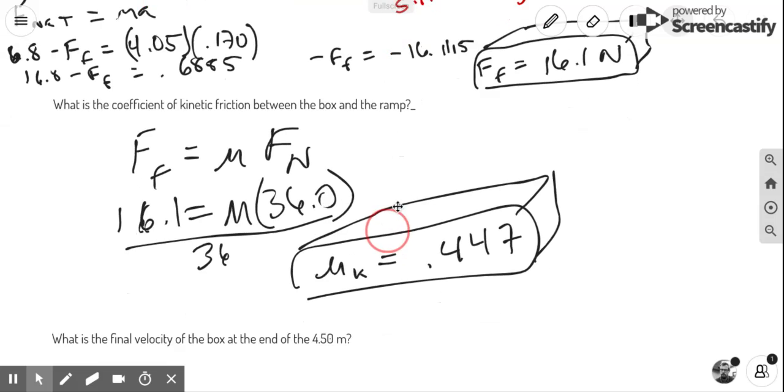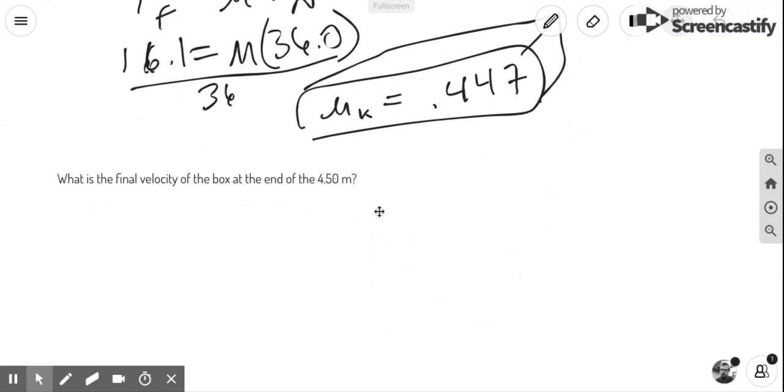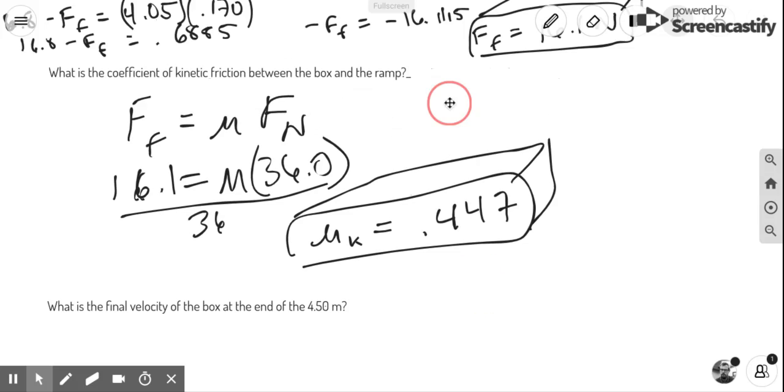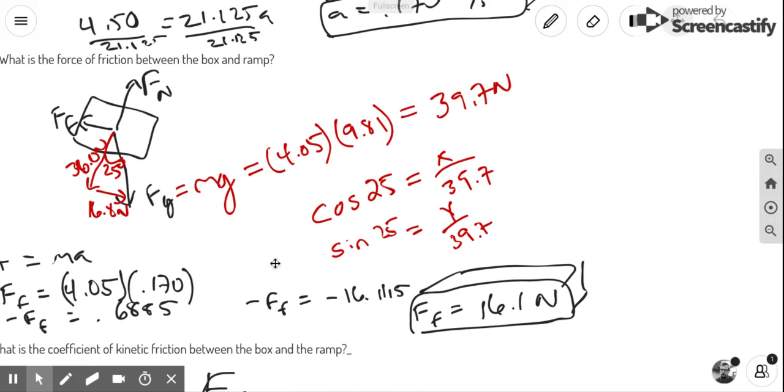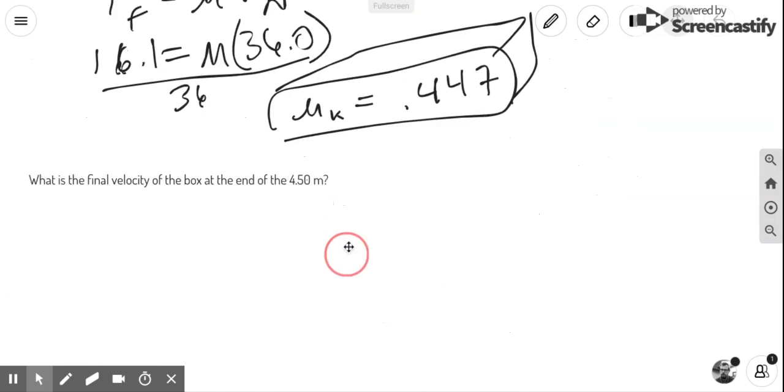Okay, last question. We're almost done. What is the final velocity of the box at the end of the 4.50 meters? So when we look at that, we're looking at final velocity, vf. This is basically a continuation of what we were doing way back in part one. That's just one-dimensional motion stuff. We know the acceleration, we know the time, we know the distance. So it really has nothing to do with part B and part C, the forces part.